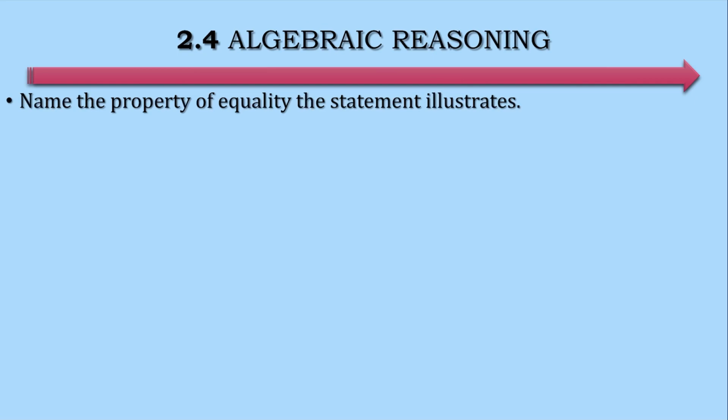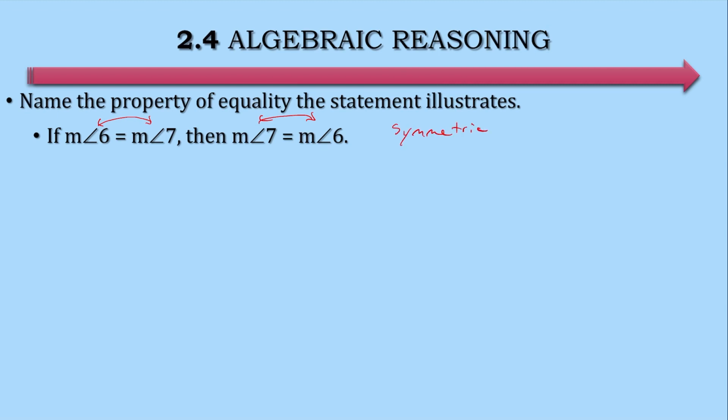Name the property of equality the statement illustrates. If measure of angle 6 equals measure of angle 7, then measure of angle 7 equals measure of angle 6. What do you think it is? Notice the sides of the equation have switched sides. So yes, that is symmetric.